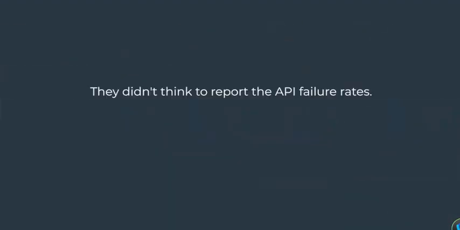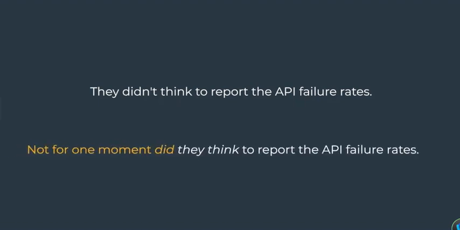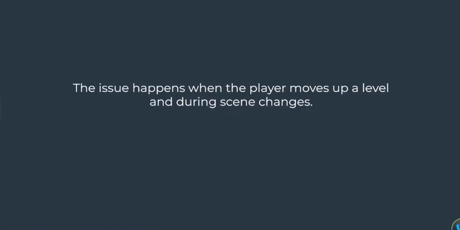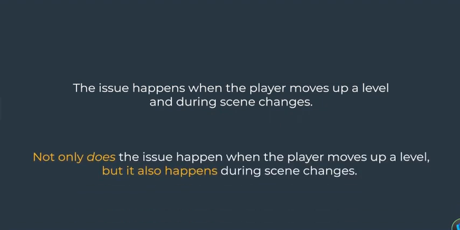They didn't think to report the API failure rates. With a not expression and inversion, it becomes, not for one moment did they think to report the API failure rates. The issue happens when the player moves up a level and during scene changes. This becomes, not only does the issue happen when the player moves up a level, but it also happens during scene changes. In this example, we only invert the first clause.